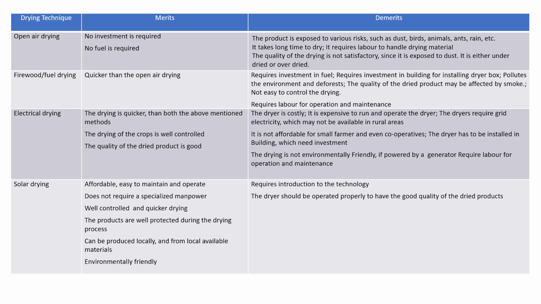The important demerit of solar drying is that it requires introduction to the technology, because open sun drying is okay, but for solar drying, especially for controlled drying technology, we require introduction to the technology. The dryer should be operated properly to have good quality dried products.